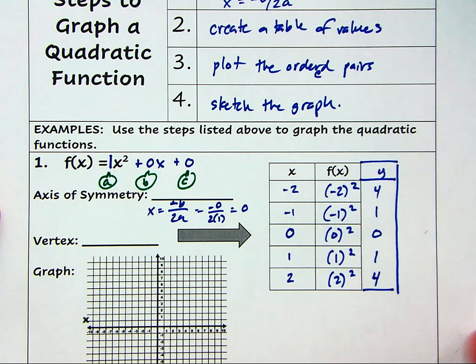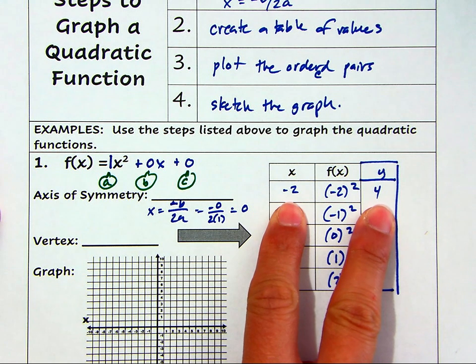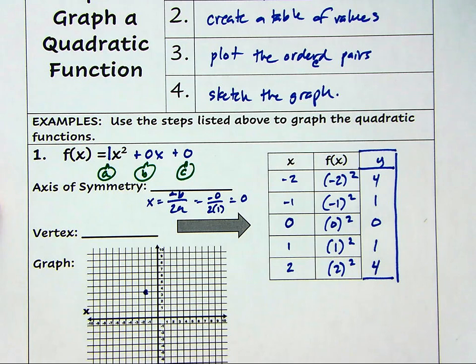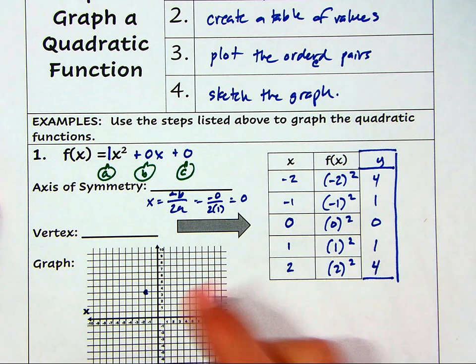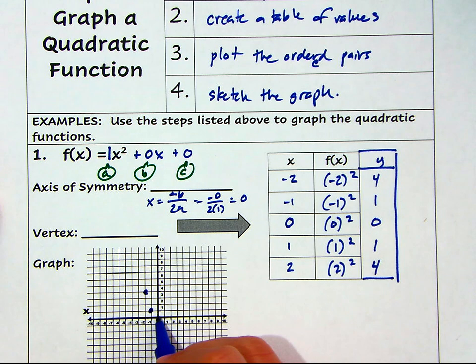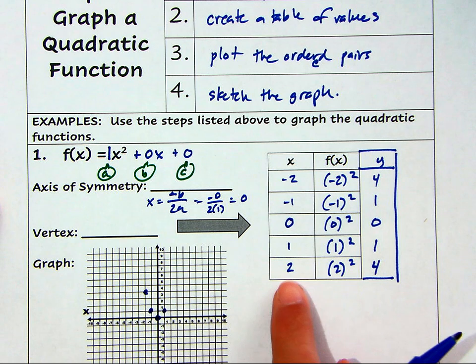All right, so now let me plot these coordinates. The first point is going to be x -2, y 4. Right there. Okay, and then x -1, y 1, x 0, y 0, x 1, y 1, and then x 2, y 4.